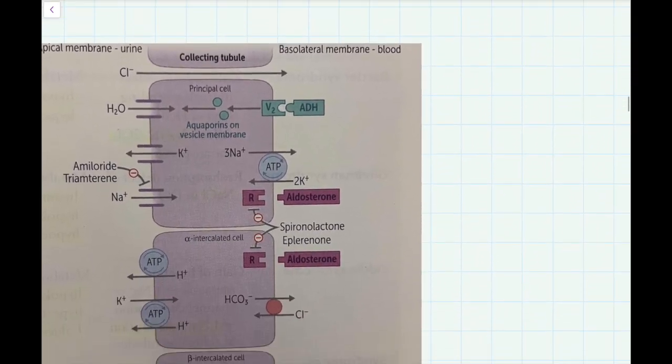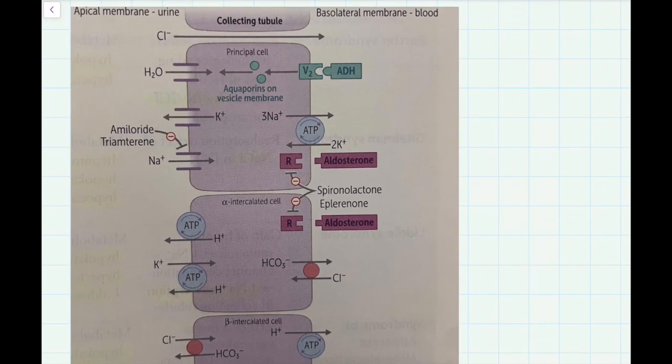Now, the last segment is the collecting duct. It has three types of cells: the principal cell, the alpha intercalated cell, and the beta intercalated cell. In the principal cell there is an ADH receptor, that is the V2 receptor, on the basolateral membrane. In the presence of antidiuretic hormone, it increases the expression of aquaporin channels on the apical membrane and increases water reabsorption, that is, it prevents diuresis, right?